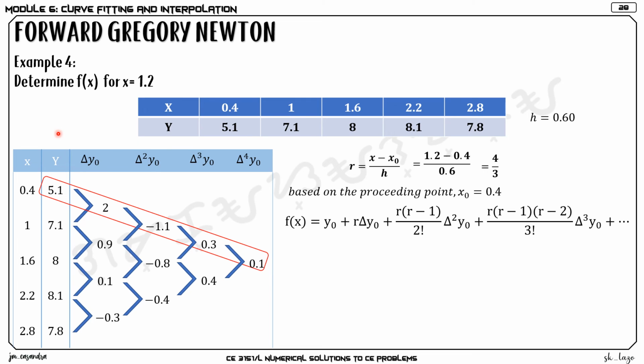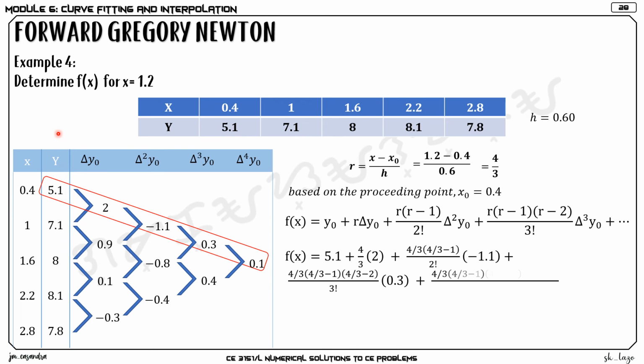So based now on the preceding point, x sub o is equal to 0.4. So we get now the function of x as y sub o 5.1 plus 4 over 3 times 2 plus 4 over 3 times (4 over 3 minus 1) all over 2 factorial times negative 1.1 plus 4 over 3 times (4 over 3 minus 1) times (4 over 3 minus 2) all over 3 factorial times 0.3 plus 4 over 3 times (4 over 3 minus 1) multiplied to (4 over 3 minus 2) times (4 over 3 minus 3) all over 4 factorial times delta raised to 4 y sub o, which is equal to 0.1.